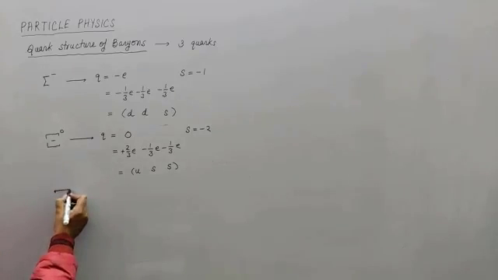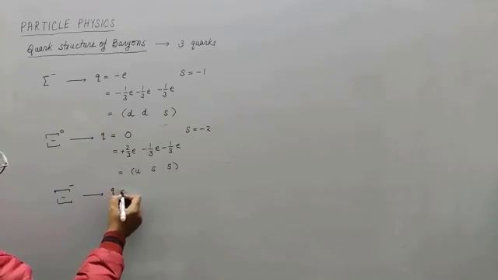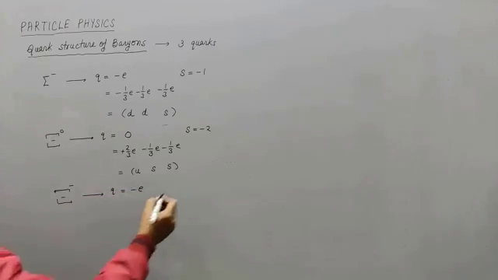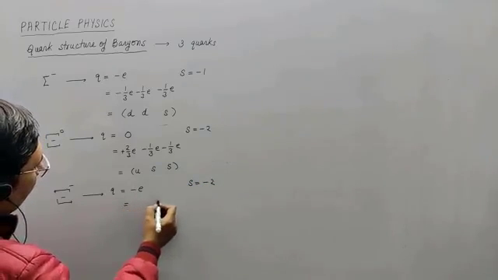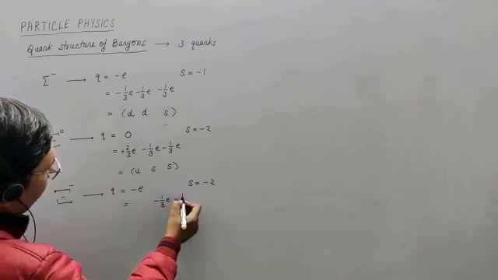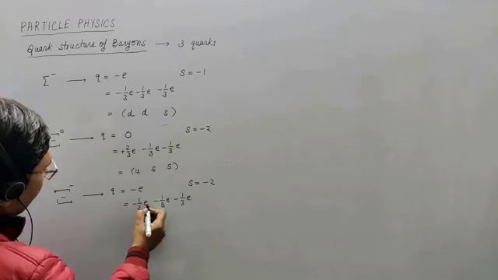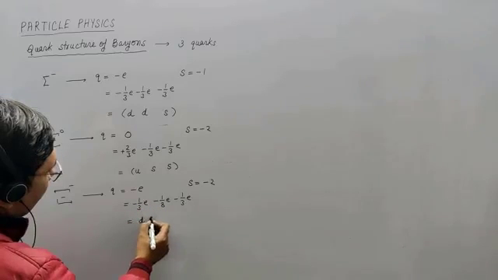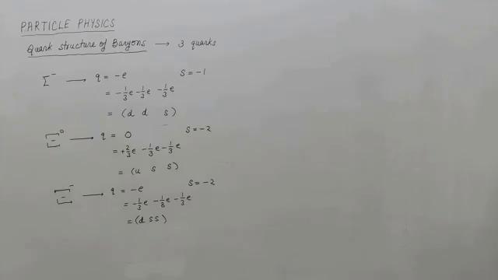Now cascade negative. Charge Q is equal to -e. Strangeness number is -2. So again two strange quarks will be involved. So this will be -1 by 3e. So this will be DSS. This will be the internal structure of cascade negative, DSS.